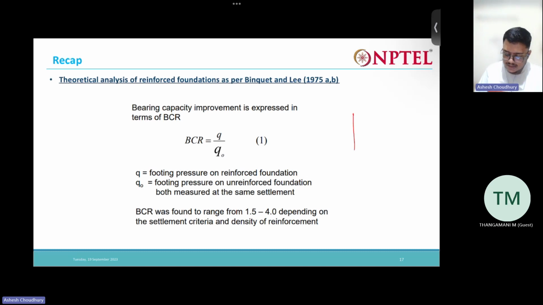So same settlement means what? Say this is the settlement, this is the pressure. So for unreinforced, say it's like this, and for reinforced, say something like this. So at the same settlement, what are the pressures? Okay, so this is Q naught and this will be Q. This is unreinforced, this is reinforced.